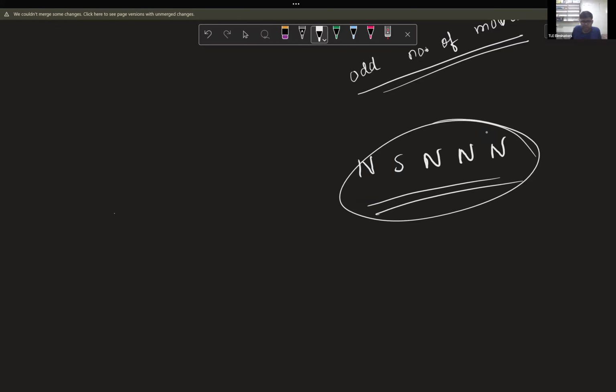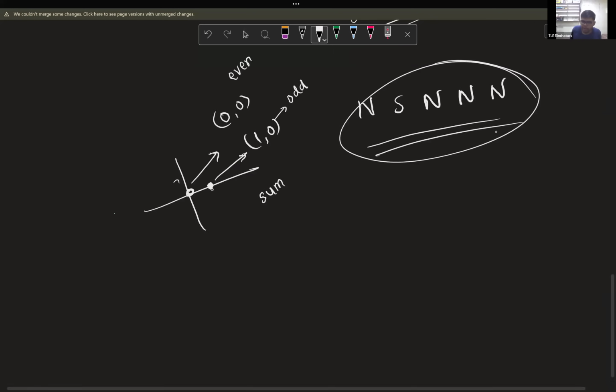Now, whatever you do, eventually, for the initial coordinate, the coordinates are 0, comma 0, and the sum of the coordinates is even. When you move in any one of the directions, whenever you make a move, you will reach a coordinate, let's say 1, comma 0, whose sum of coordinates will be odd. And whenever you move from this to any of the directions, its sum of coordinates will again become even.